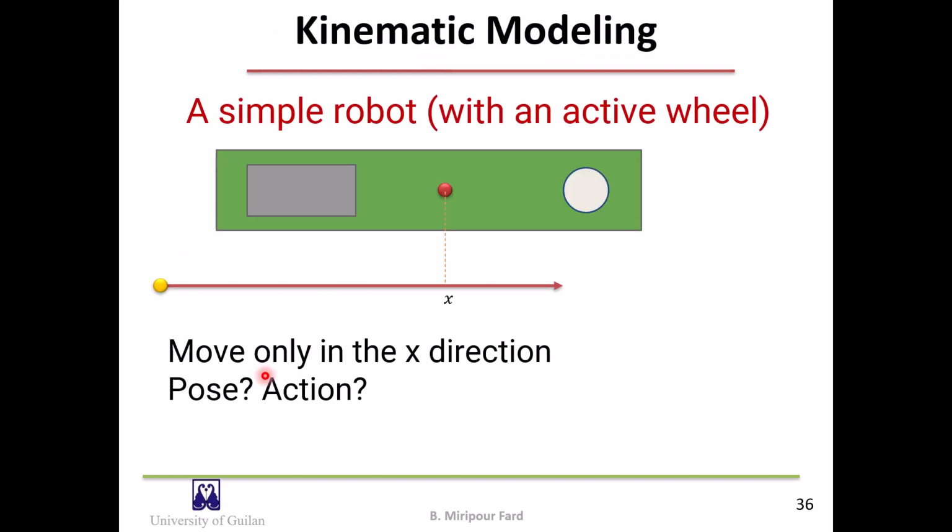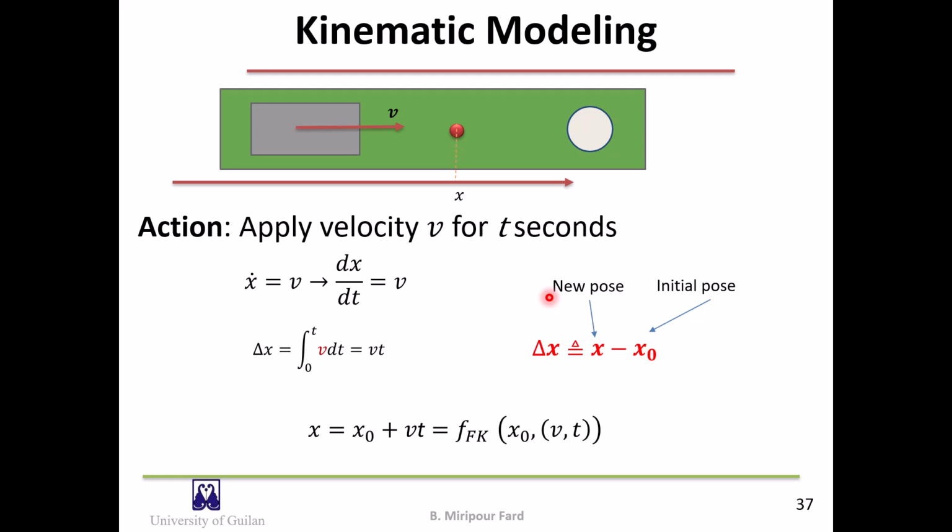Okay, let's start the kinematic modeling of wheeled robots by starting with a simple robot. Here you can see a simple robot with an active wheel. It can only move in the X direction. So here, what is the pose and action? It's clear that the pose is determined just by X, and the velocity of the wheel, shown as V, in the X direction is the only action in this robot. So V is the action and X is the pose.